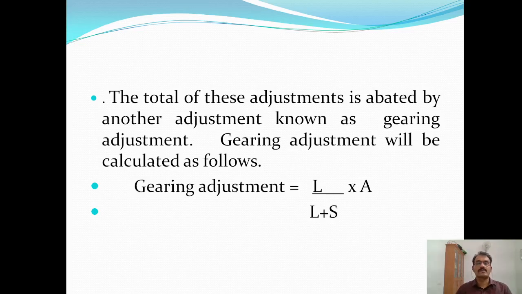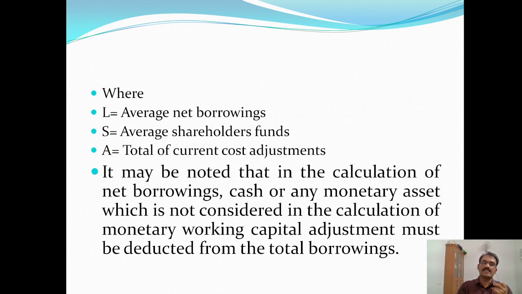Good morning. Now we are going to discuss gearing adjustments. We are going to calculate gearing adjustments. What is the equation? Gearing adjustment is equal to L divided by L plus S into A. Okay, L divided by L plus S into A. So what does L denote?